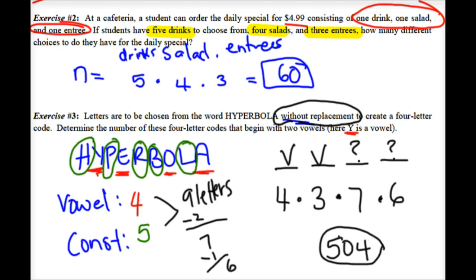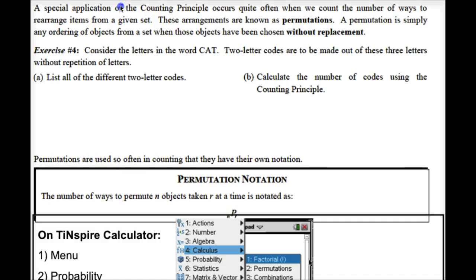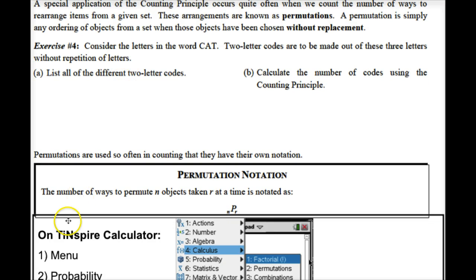Okay? Now let's move along. It says here, a special application. Here we go. A special application of the counting principle is something that we're going to call permutation.